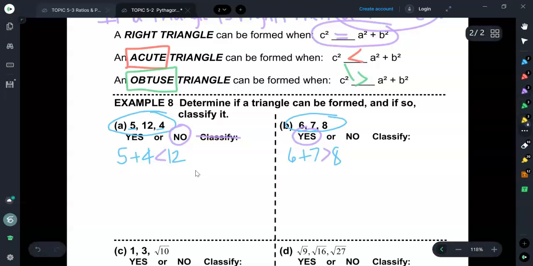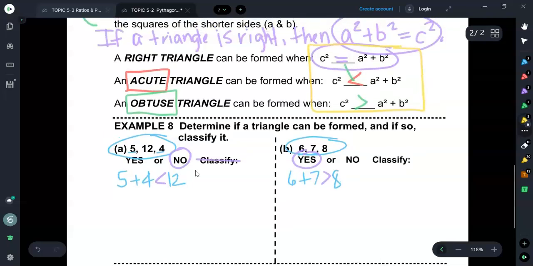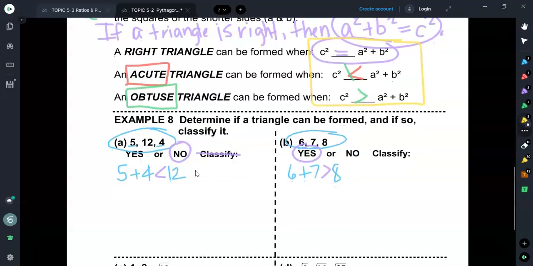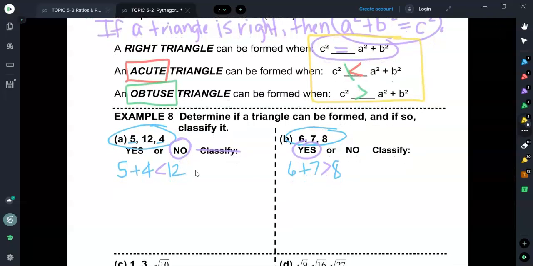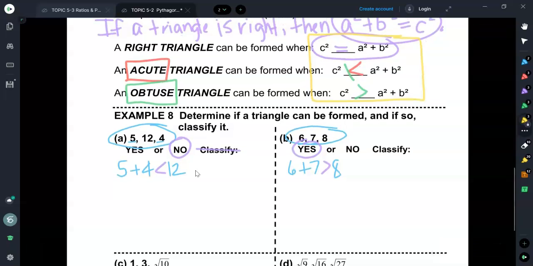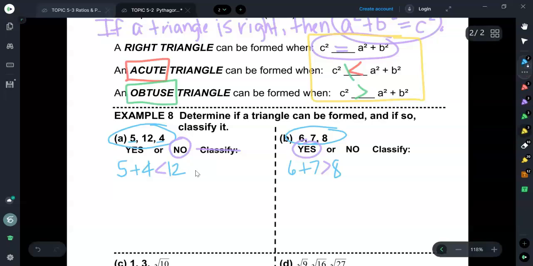Go back up to the top right here. Here are your classification schemes. I'm sorry that green is in the middle of the screen up there, but there's your classifications right there. So I'm going to compare c squared to a squared plus b squared. So c is 8, so I'm going to compare 8 squared to 6 squared plus 7 squared.